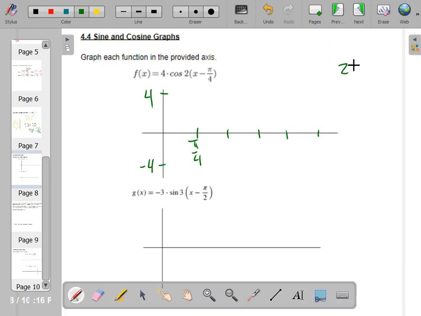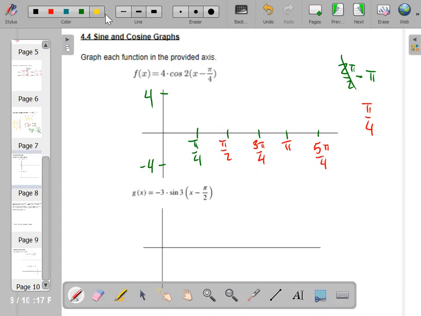And the period is normally 2 pi, but in this problem the period is just pi. So from beginning to end, that is pi, and that means we're going to end at 5 pi over 4. We are counting by pi over 4s. So 1 pi over 4, 2 pi over 4, 3 pi over 4, 4 pi over 4, 5 pi over 4. I just had to reduce the fractions.